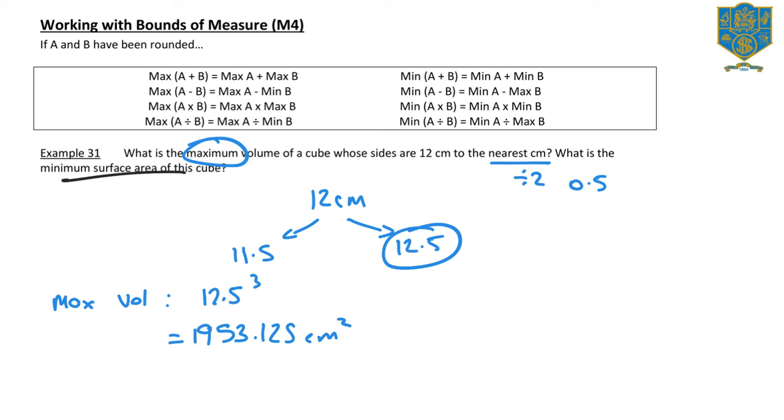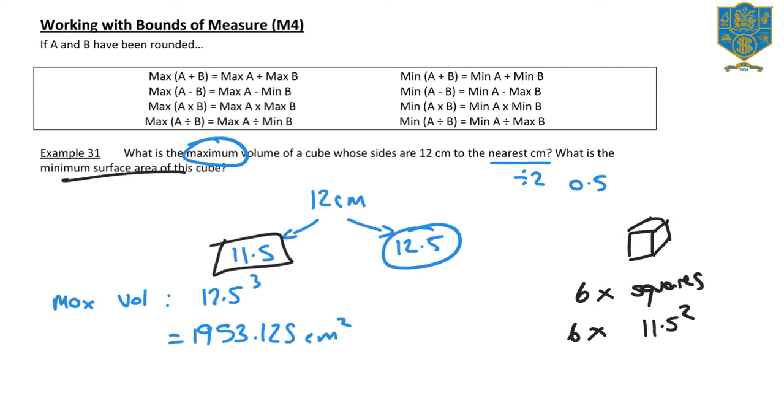We've also been asked to work out the minimum surface area. Now the surface area of a cube, those are all the faces, and what we have is 6 squares. So we're going to multiply 6 by the minimum area of a face, and that's going to come from the lower bound. So it's going to be 11.5 squared. And if we multiply 11.5 squared by 6, we get 793.5 square centimetres. And that's going to be the minimum surface area.